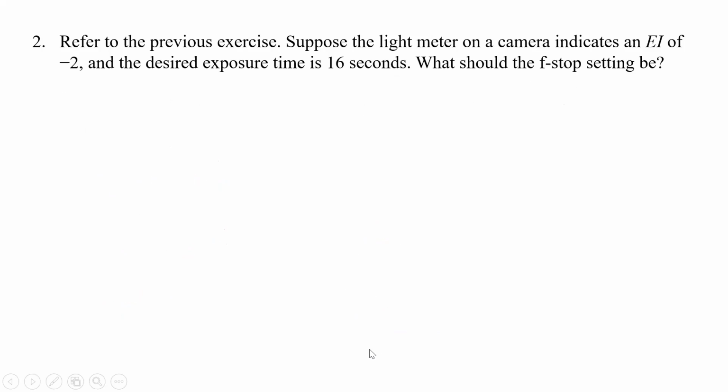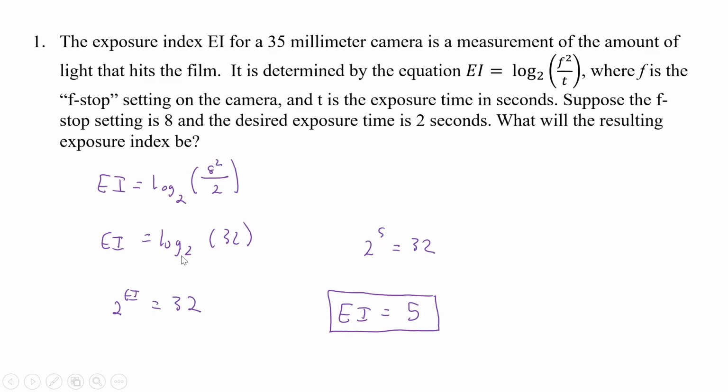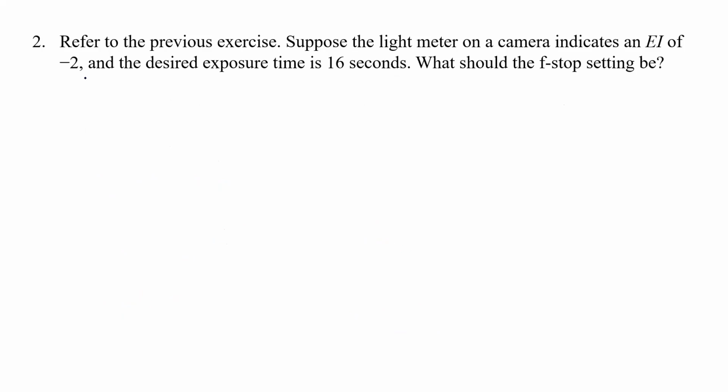All right, so now we're supposed to refer to the previous exercise. So I'm thinking we want to write this equation down again, so let's do that before we read the rest of the question. So EI is equal to log base 2 of f squared over t. Now my f's and t's look too much alike here, but that's okay. Now, suppose the light meter on a camera indicates an EI of -2. All right, so now we know this one, so that's a -2. And the desired exposure time is 16 seconds. What should the f-stop be?